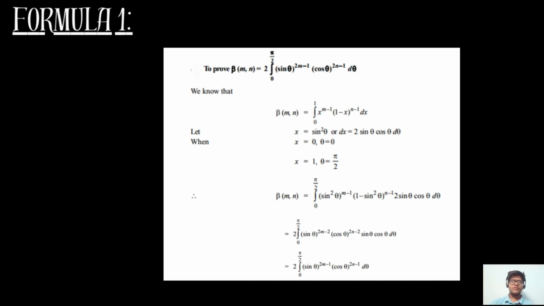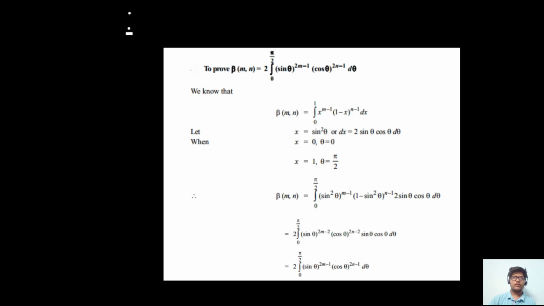Afterwards, we combine the powers of sine theta and cos theta. Then after this, we'll get the final formula as beta m comma n, that is 2 integral 0 to pi by 2 sine theta to the power 2m minus 1 into cos theta to the power 2n minus 1 d theta. It's a bit tricky, so I would recommend you all to practice it twice or thrice. Then you may understand this derivation.